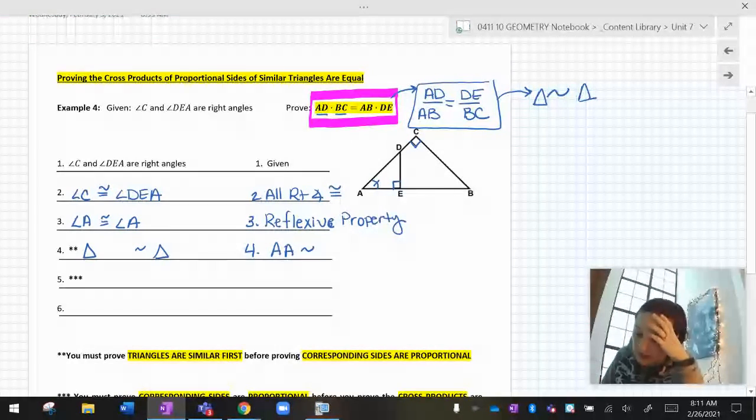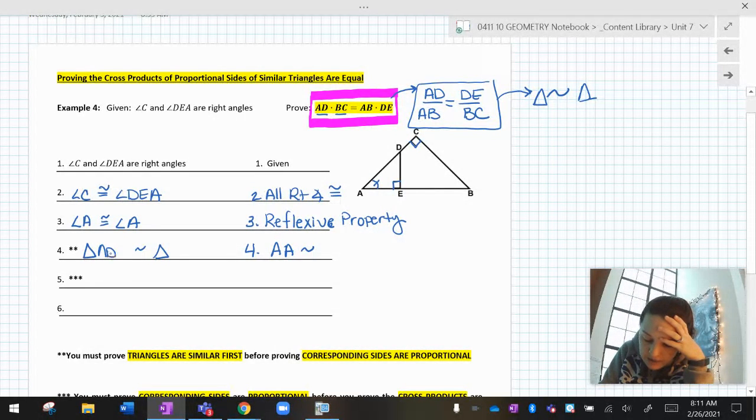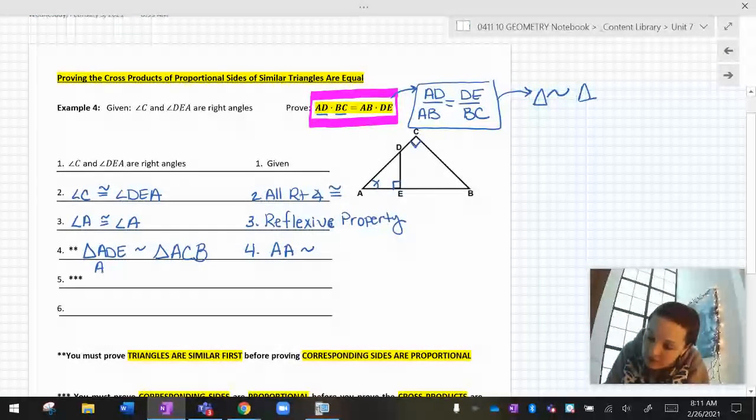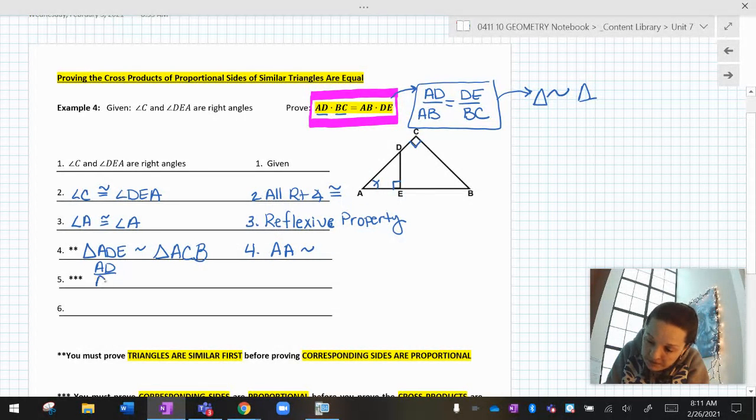All right, now I need to name them here. So I'm going to call the first one ADE. And if I name that ADE, it went from A to the right angle to the other letter. So A to the right angle to the other letter would be ACB. If I know triangles are similar, then I can set up a proportion. That's the thing that I have in blue up top.